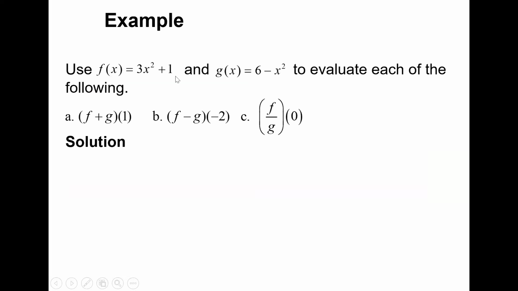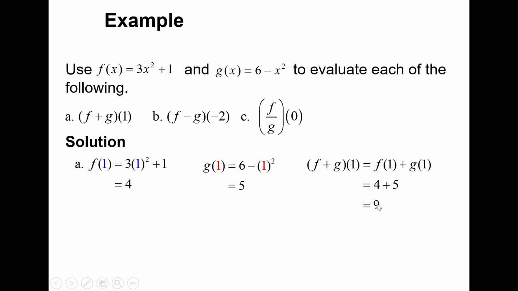So given those two functions, f of x and g of x, we're supposed to evaluate f plus g, f minus g, and f divided by g. All right, so first off, f plus g of 1. First we're going to find f of 1, and then we're going to find g of 1. So f of 1, we plug that in, and we have 3 times 1 plus 1, which is 4. Then we find g of 1. Well, that's going to be 6 minus 1, which is 5. And now we take f plus g, so 4 plus 5, we get 9. Okay? And so that's how we get it.